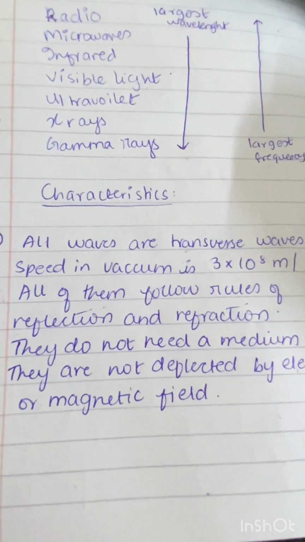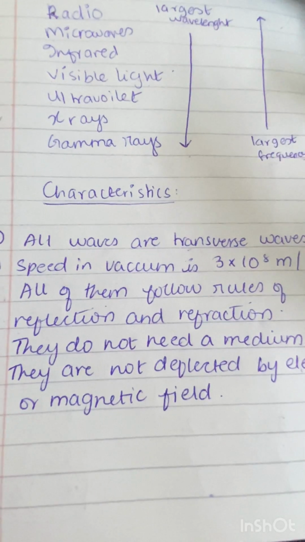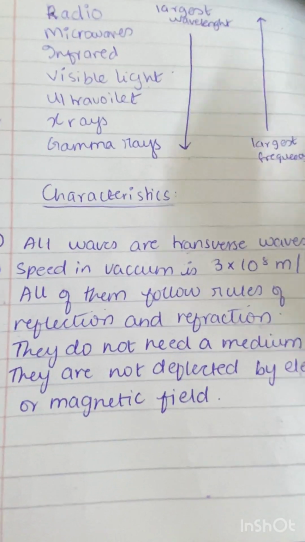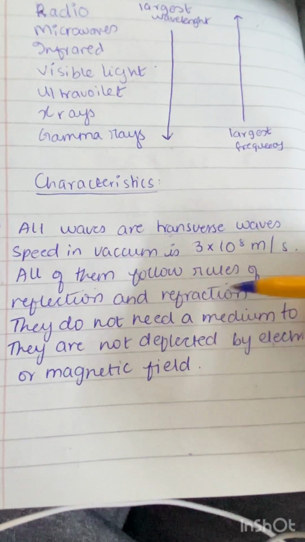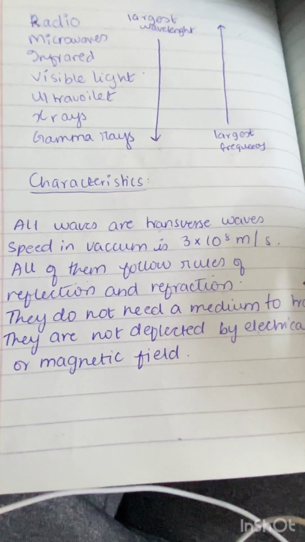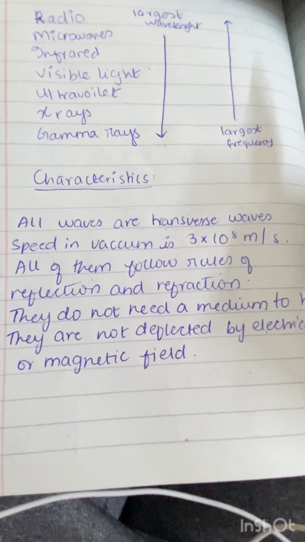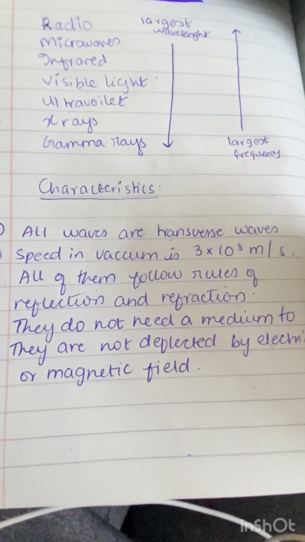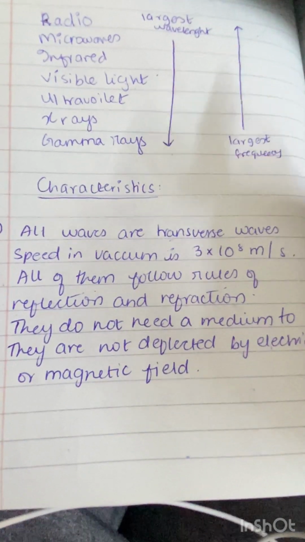वैक्यूम क्या होता है? वैक्यूम वो जगह होती है जहाँ पे कोई भी मैटर नहीं होता. We do not have solid, liquid और gas. So it does not need a medium to travel, basically means that it can travel through solids, liquids, gases, and through regions where there is no matter at all, like through vacuum as well.